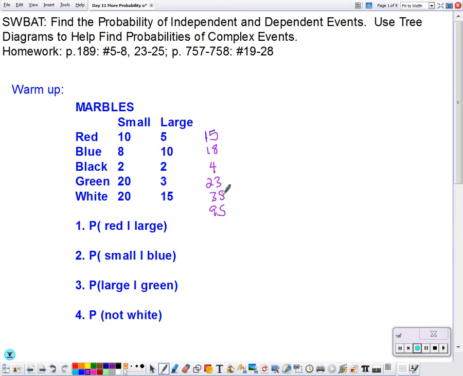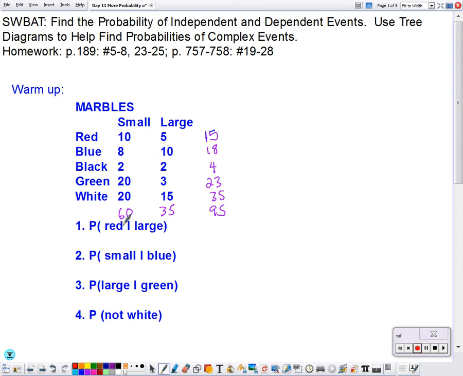Now if I add up all the small marbles, 10 plus 8 plus 2 plus 20 plus 20 is 60. And I'm just going to double check because this should end up to be 35. 10 plus 2 plus 3 plus 15 is 35. Perfect. Okay, so now I'm ready to move on to my problem.